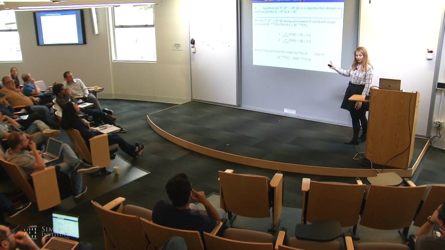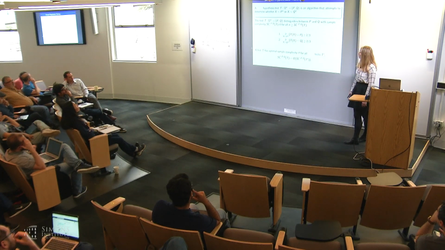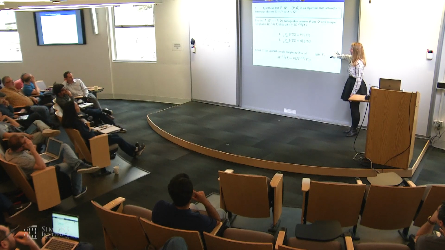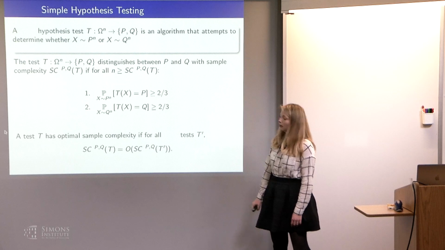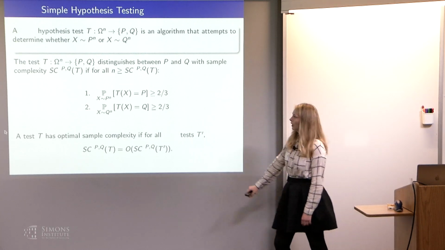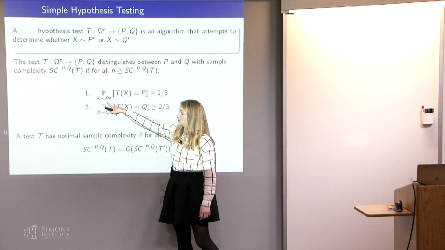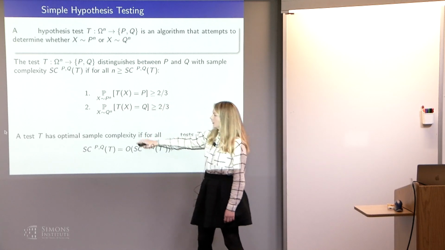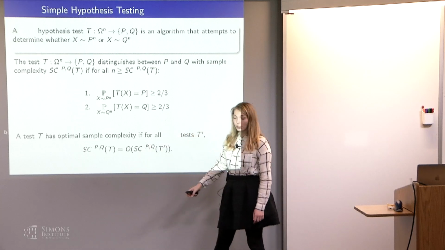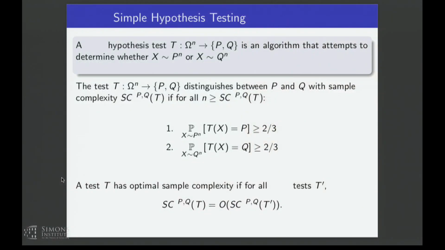So we've talked kind of intuitively about what hypothesis testing is. So let's get into what it actually means mathematically. We say a test is going to distinguish between our distributions P and Q if, given a sample that really was from P, it should output P with probability 2/3. And given a sample that really was from Q, it should output Q with probability 2/3.